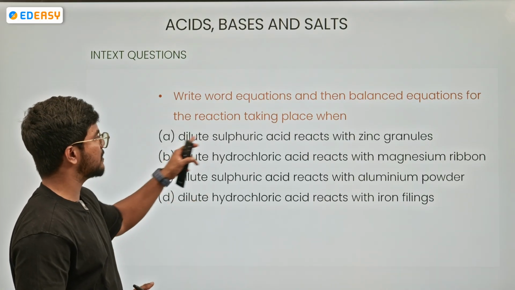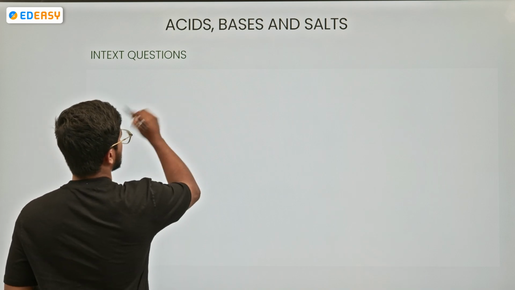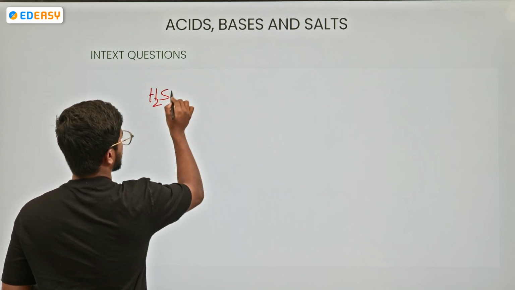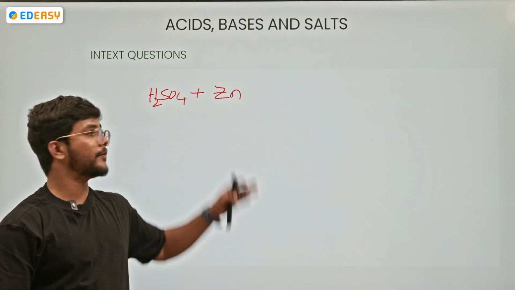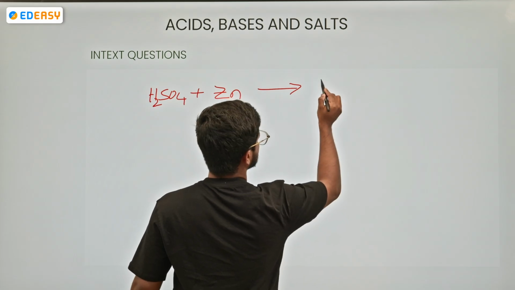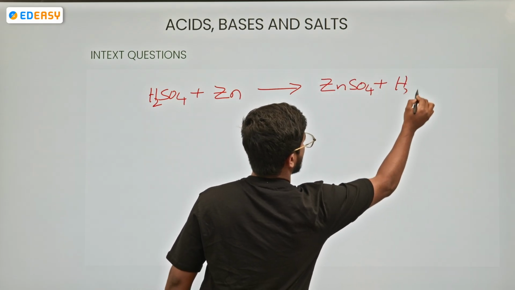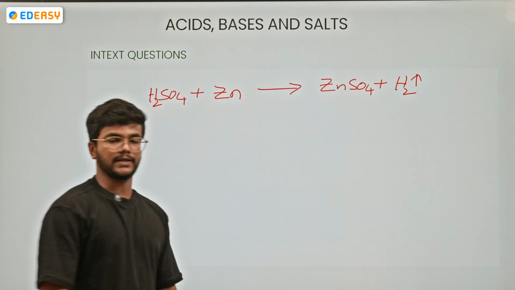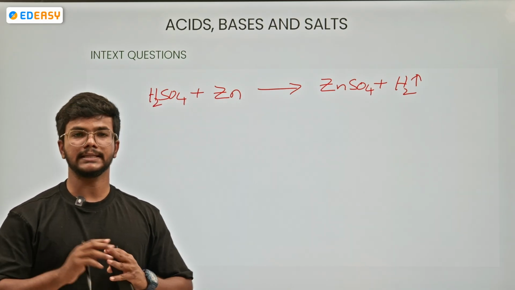First is dilute sulfuric acid reacting with zinc granules. Dilute sulfuric acid means H2SO4 reacting with zinc granules gives what? When a metal reacts with an acid, it gives a metal salt, that is zinc sulfate, ZnSO4, with hydrogen gas. So this is the equation. You need to balance it. Note it down and post it in the comment section.